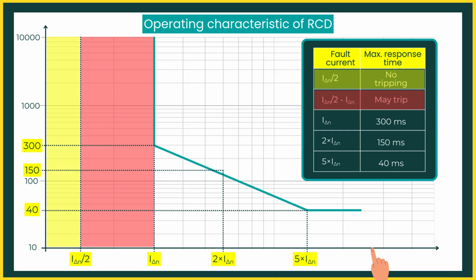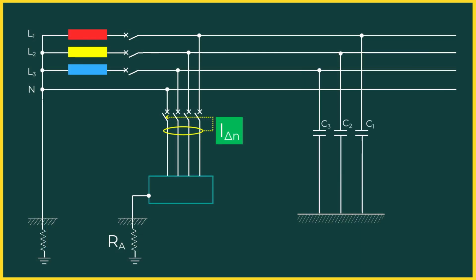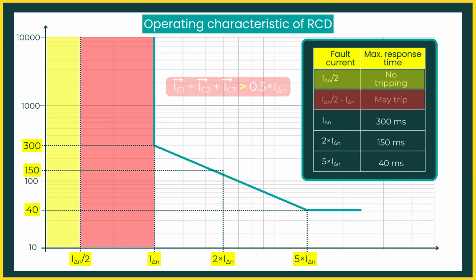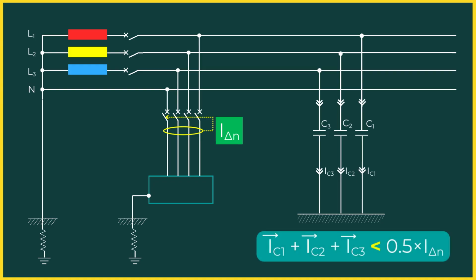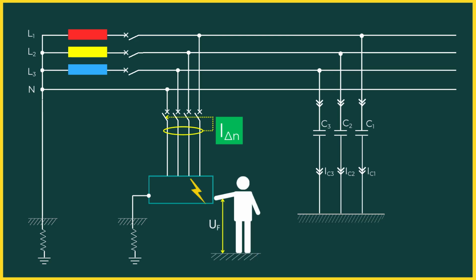That is why, when selecting RCD sensitivity, it is necessary to consider not only coordination with the earthing system, but also the normal leakage currents present during healthy operation. In other words, if the total leakage current in healthy conditions approaches half of the RCD rated residual current, nuisance tripping may occur. To avoid this, the vectorial sum of leakage currents should not exceed 0.5 I delta N. Up to this point, we have seen that RCDs are well suited for protection against indirect contact in TT systems.